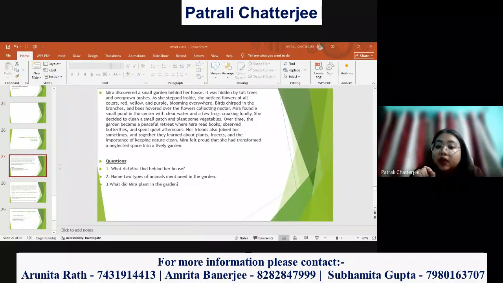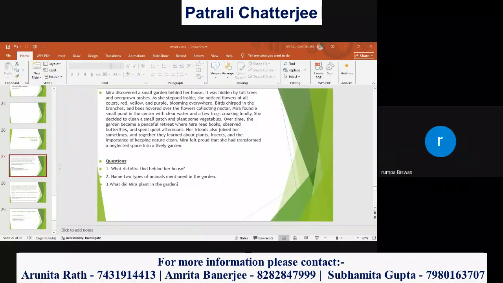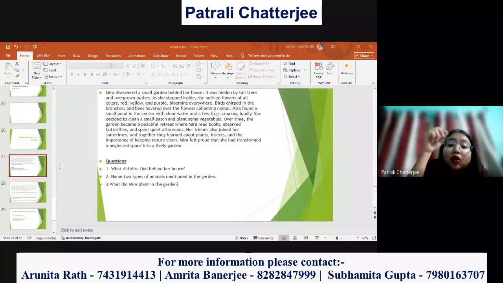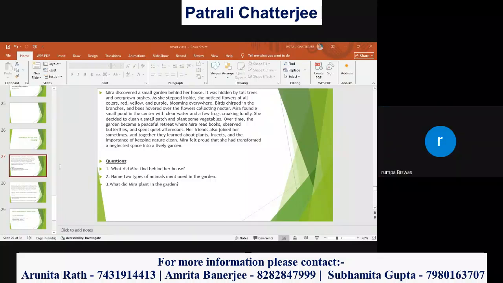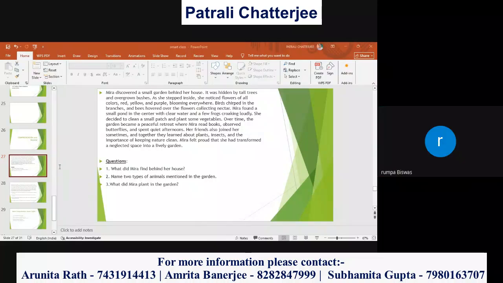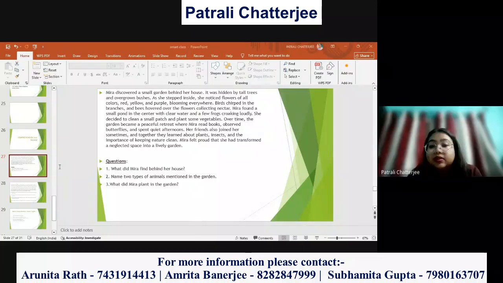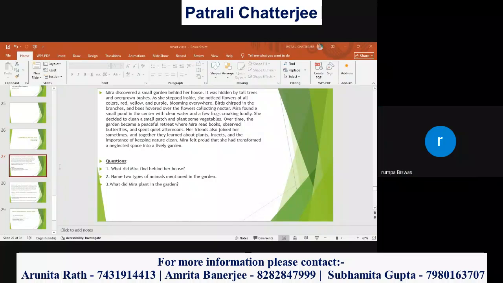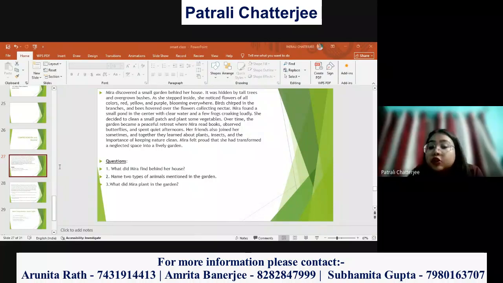Interpretation passages are where they will ask you that when the writer wrote this story, what was the writer thinking? You have to come out of your own head and enter the writer's mind. I am talking about this for the higher grade students. What is the author's point of view? What was the writer thinking? What is the mood of the poem?